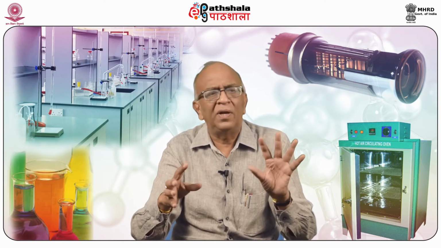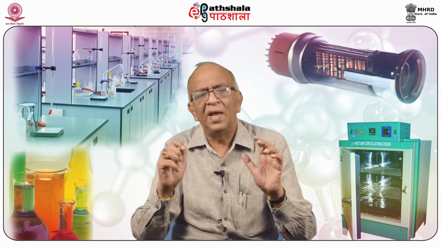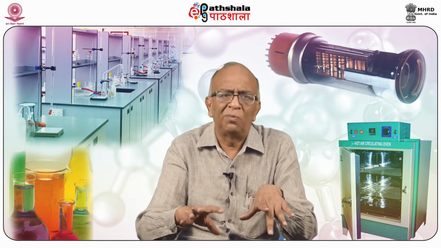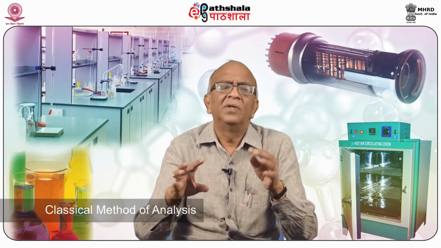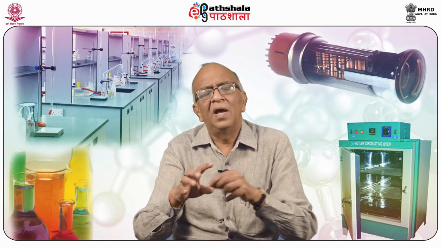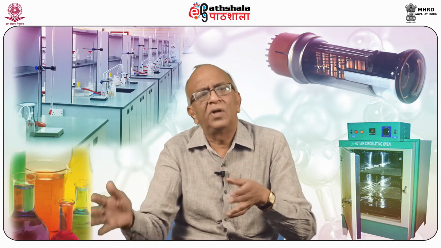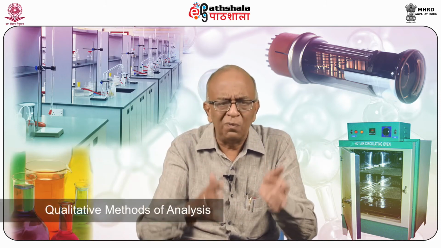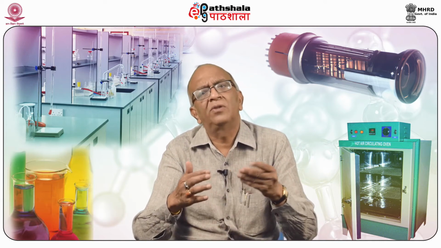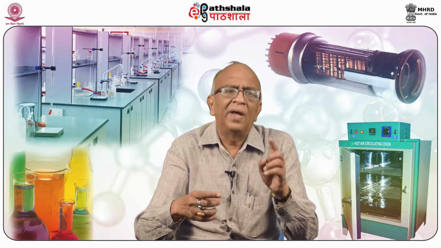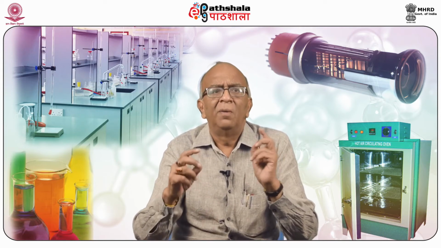In analytical chemistry, two types of methods are there. First is the classical methods of analysis, the other is the instrumental methods of analysis. In this lecture, I am discussing classical methods of analysis. Classical methods we divide into two categories: qualitative methods of analysis and quantitative methods of analysis. In qualitative analysis, I only find out the different constituents of the substance, as you have done in your earlier classes in mixture analysis, finding the acid radical and basic radical.